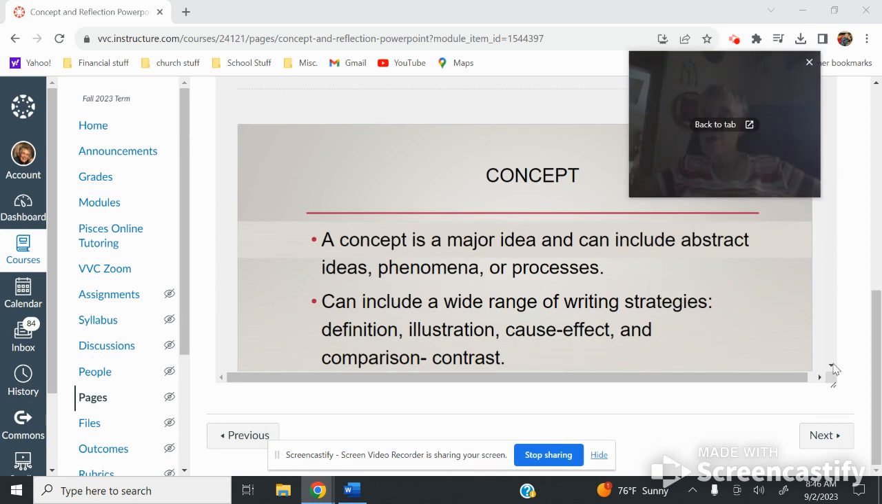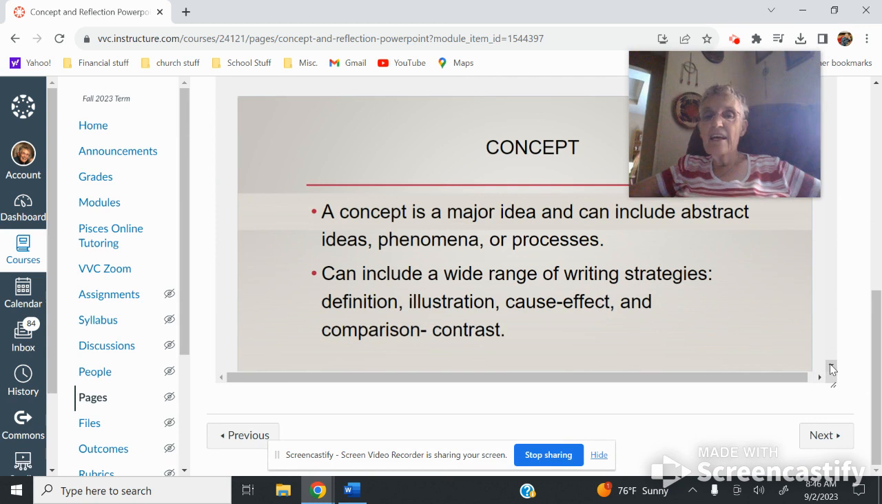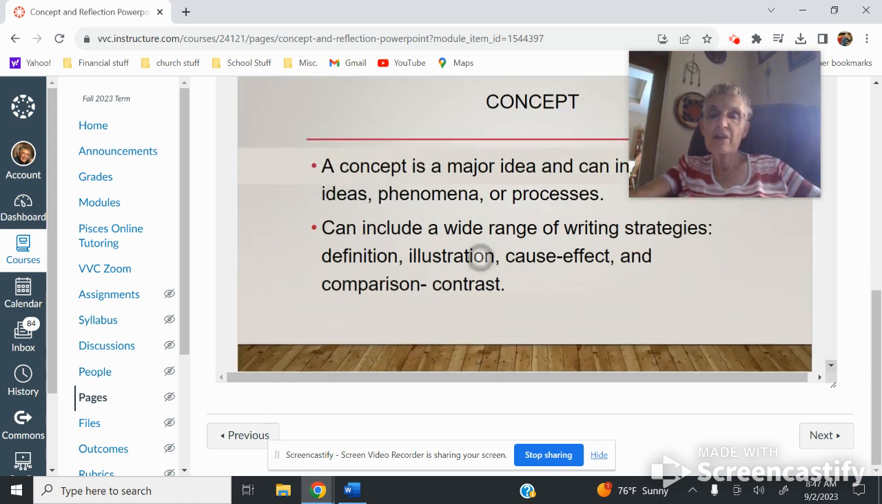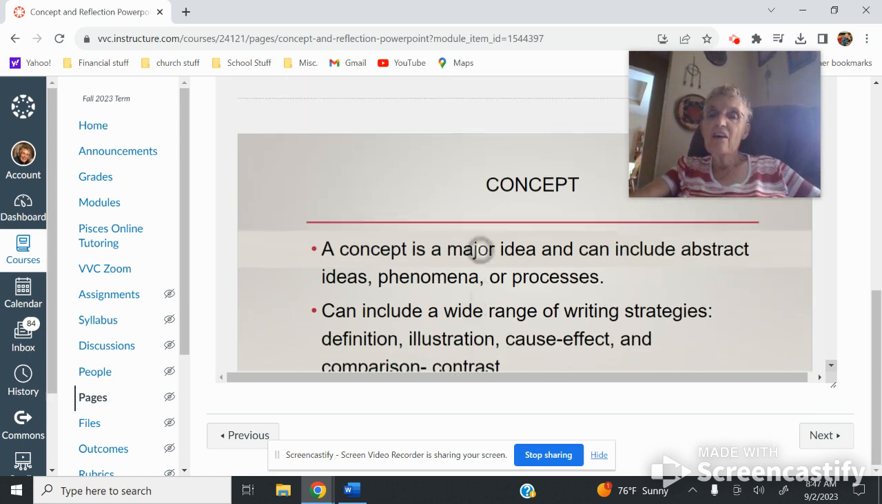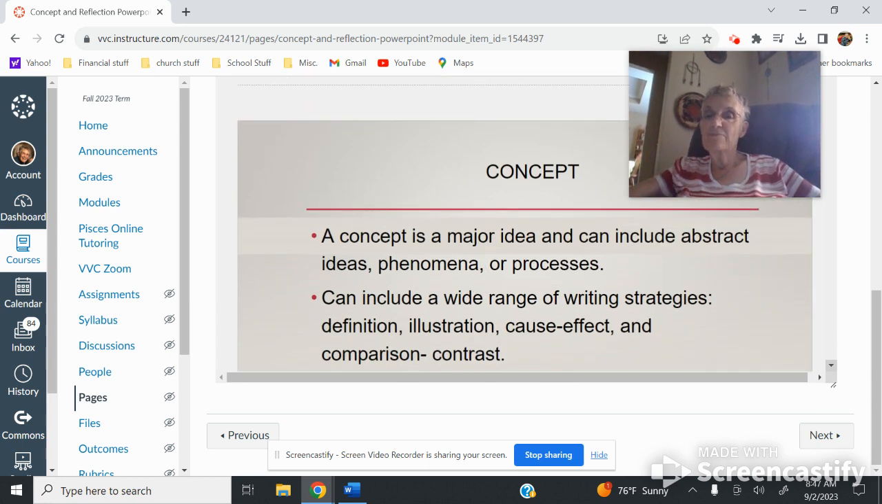Okay, so what is a concept? There's a difference between concept and reflection. Concept is going to be the major idea, and it can include ideas, phenomena, or processes. It can have lots of different writing strategies, cause and effect, comparison, all those different things. A concept is a major idea. You'll understand this a little bit more as we go on.